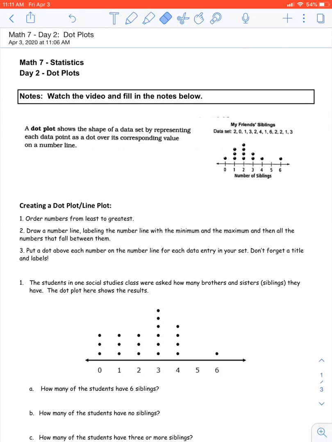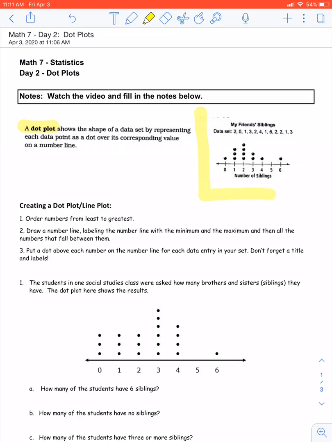All right, this video is going to be about dot plots. We're going to learn what a dot plot is, how to create a dot plot, and how to read a dot plot. So right up in the beginning here, it says a dot plot shows the shape of a data set by representing each data point as a dot over its corresponding values.